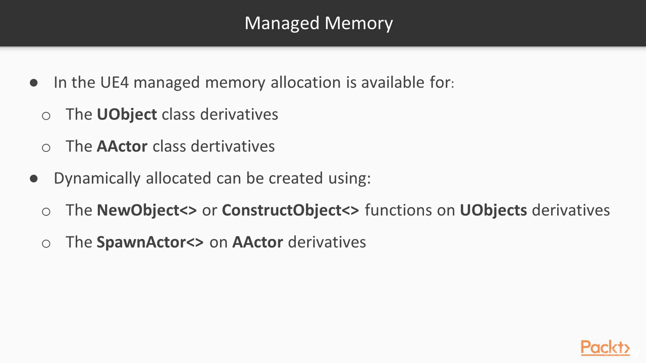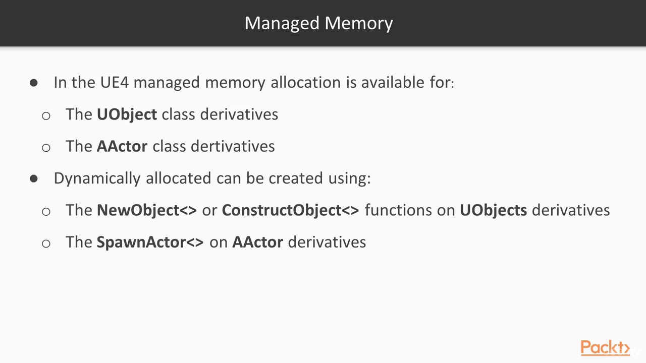Now, once you create a class derived from either UObject or AActor, you can dynamically allocate these objects by utilizing the NewObject or ConstructObject functions on UObjects. And if you're using an AActor derivative, you can utilize SpawnActor to spawn an object in the game, and therefore have a reference to it. Then you can destroy it by using DestroyActor to delete it.